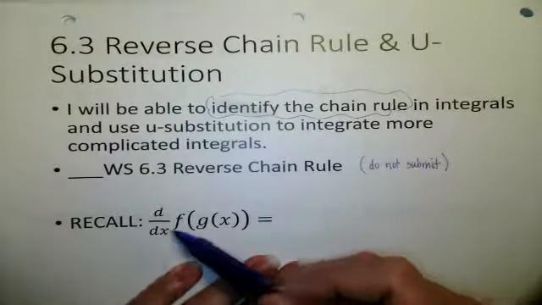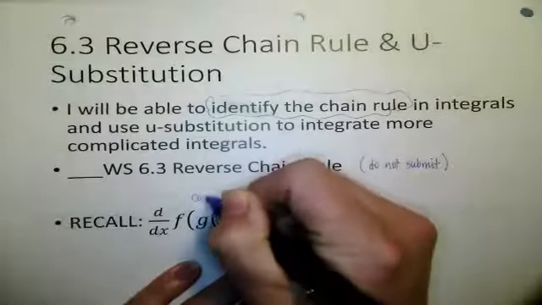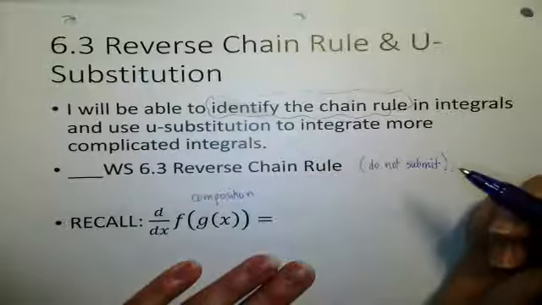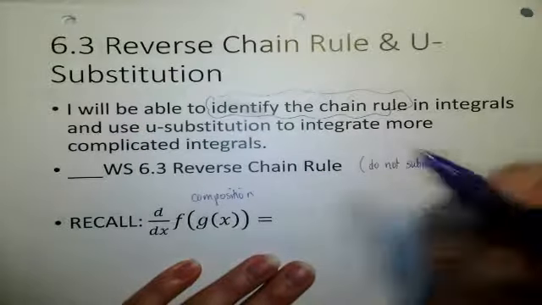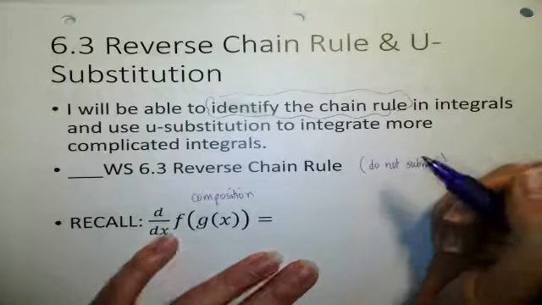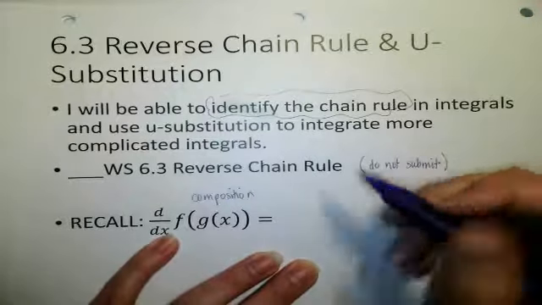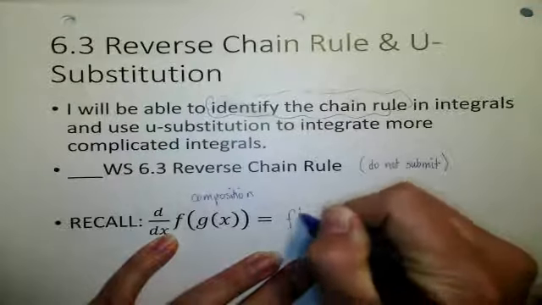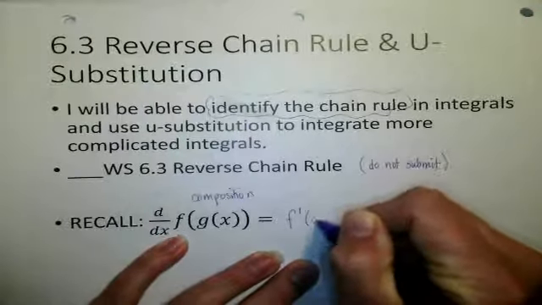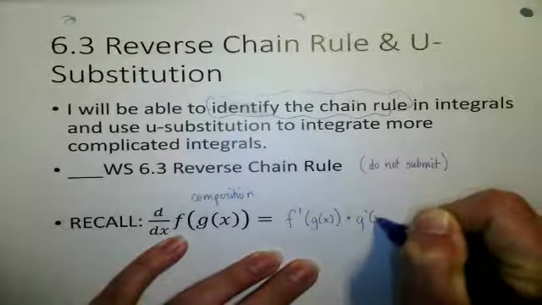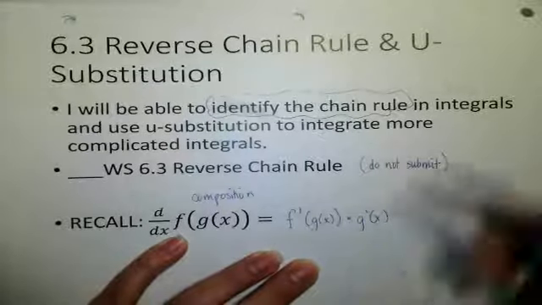So this was the derivative of a composition. And this is way back, I want to say in Unit 2, way back. So we had this inside function and an outside function. And if we wanted to find the derivative, this was where the chain rule came from. So it would have been f prime, the derivative of the outside, times g prime, the derivative of the inside.